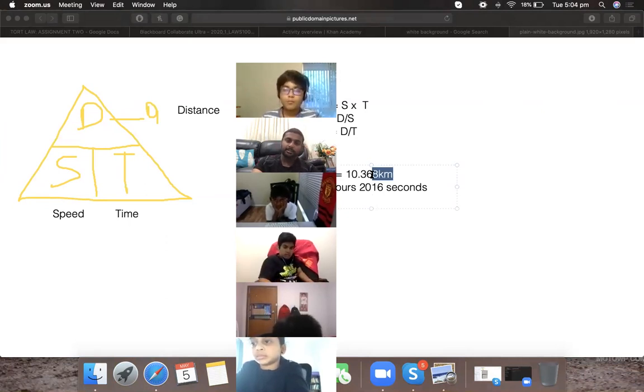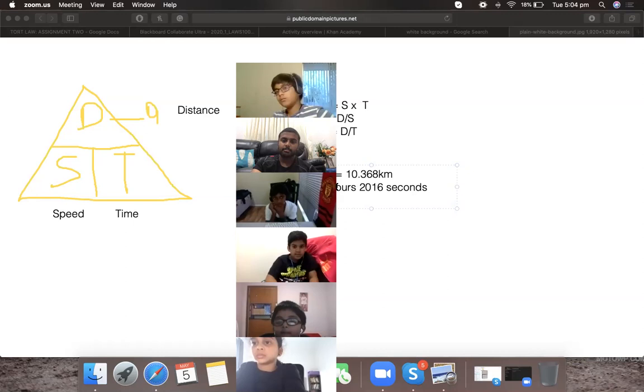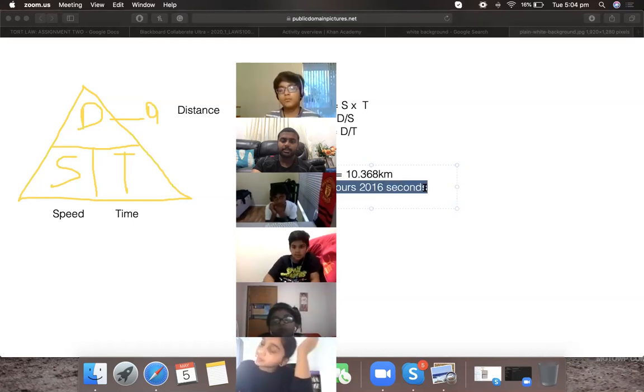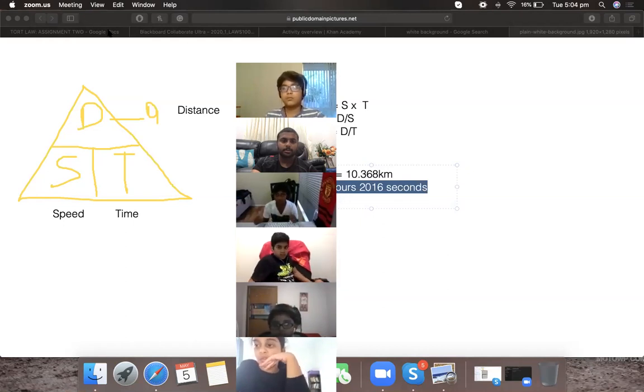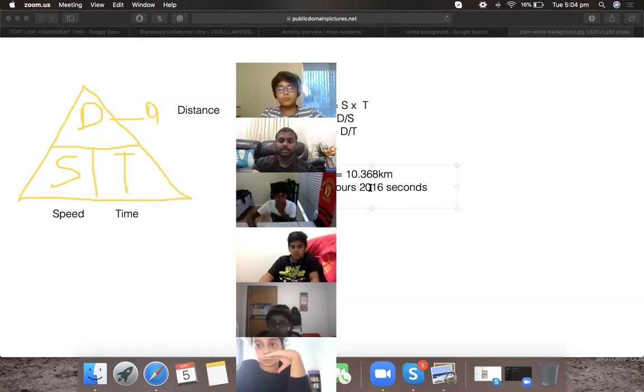So is the distance in kilometers? Yes. So that part works. But is this part in hours? No, it's in seconds. So it's not fully complete, because this part is in hours and this part is in seconds. So we need to convert this into minutes, then into hours. How do we convert seconds into minutes, guys? We divide by 60.